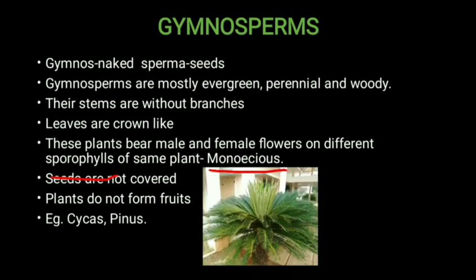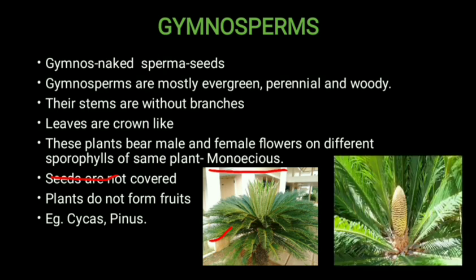So here I have shown you the picture of cycas. This you can see in your surroundings. And here the leaves are crown-like, children. Here you can see the leaves. These are crown-like, and the stems are without branches. Also in the image, you can see that stems are without branches. The leaves are directly grown from the stem. So hence they are without branches.